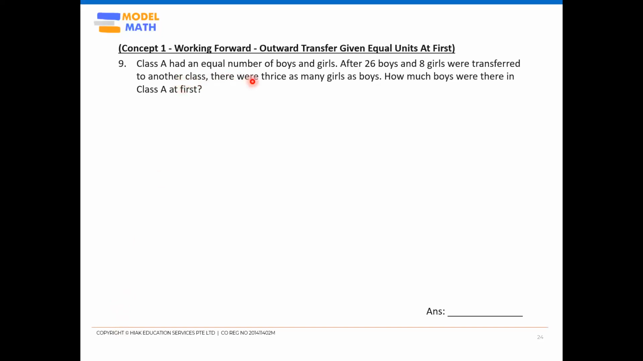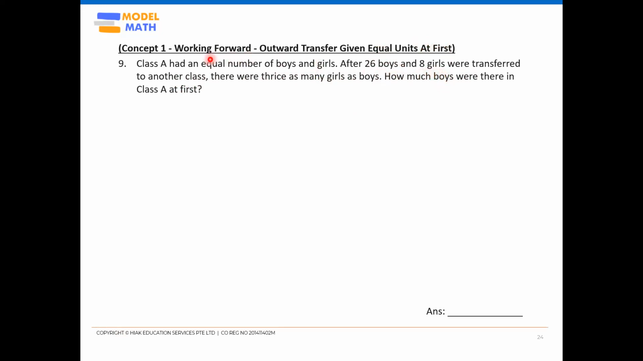Class A had an equal number of boys and girls. After 26 boys and 8 girls were transferred to another class, there were twice as many girls as boys. How many boys were there in Class A at first? So for this question, we have a change in both the boys and the girls.